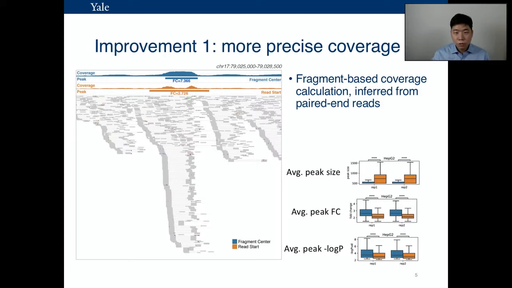STARRPeaker first uses the paired end reads to infer the size of the fragments, and uses the center of the fragments for calculating the enrichments. In our analysis, compared to the read-based depth calculations, fragment-based coverage provided much sharper and better enrichment signals. The figure on the right side shows this point. Basically, we find smaller peak size and much higher peak fold enrichment, and also a higher negative log p-value.